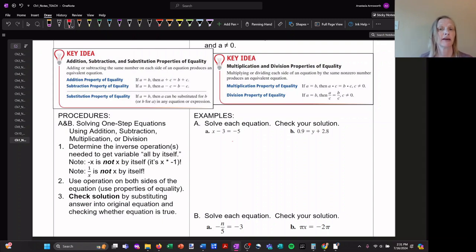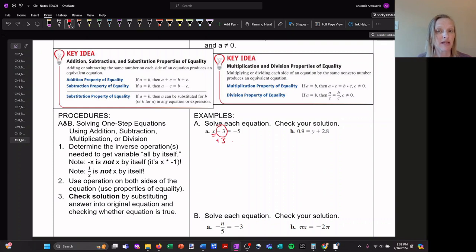This equation says x minus 3 equals negative 5. How do I get x all by itself on this side of the equation? I need to get rid of this subtraction by 3. How do I get rid of subtraction by 3? I do the opposite. Instead of subtracting 3, I'm going to add 3. This is an inverse operation.